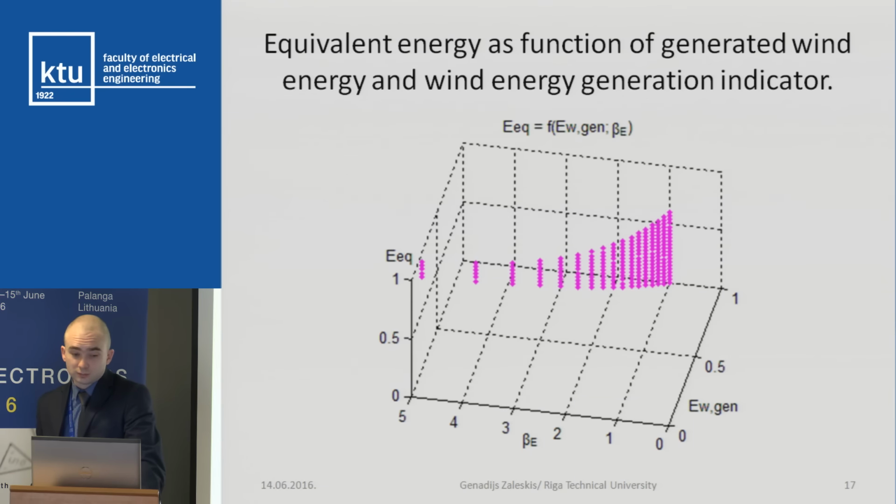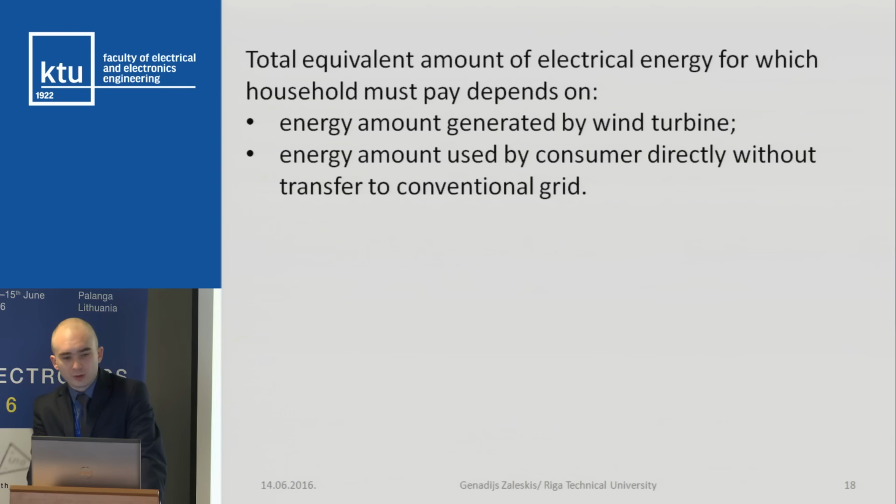So the dependence is not linear. The total equivalent amount of electrical energy for which the household must pay depends on the energy amount generated by the wind turbine and the energy amount used by the consumer directly without transfer to the conventional grid.